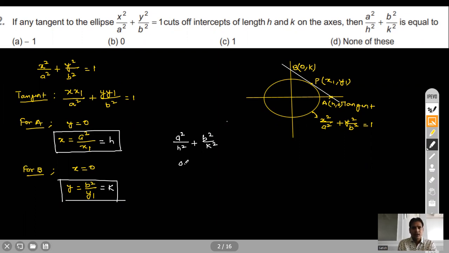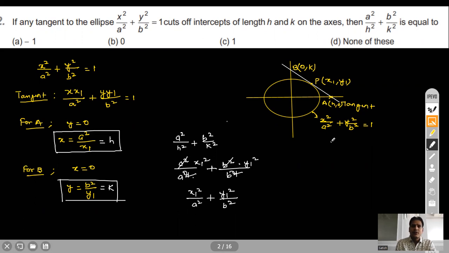So a squared, let it be as it is. Put the value of h. Our h squared will be equal to a to the power 4 upon x1 squared. And b squared, let it be as it is. K squared will be b to the power 4 upon y1 squared. Now if you see, it will cancel, so 2 cancels with 2, and finally we have x1 squared upon a squared plus y1 squared upon b squared.